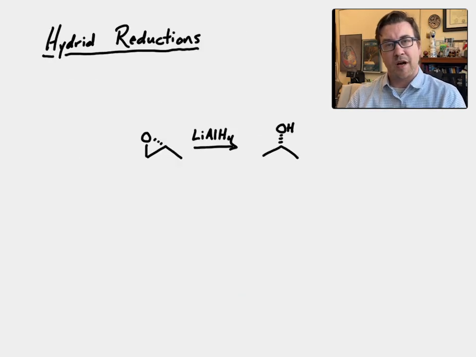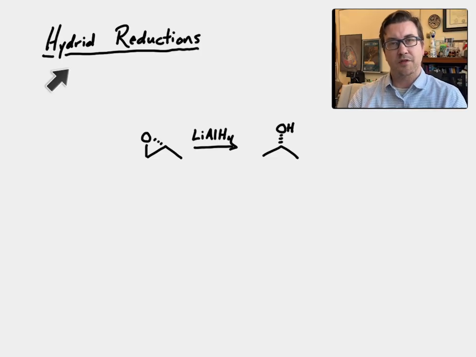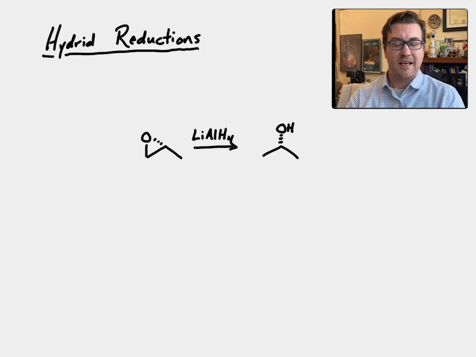Now, when we are trying to reduce compounds that have oxygen atoms, we often use hydride, H-, as our source of reductant. And we have to use our hydride with special reagents like lithium aluminum hydride. It's a really potent reagent.